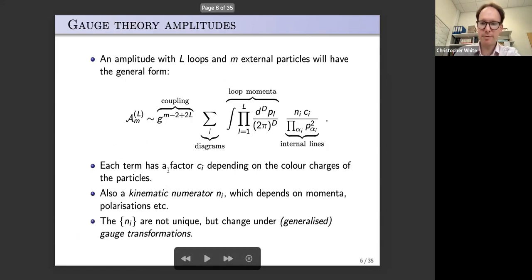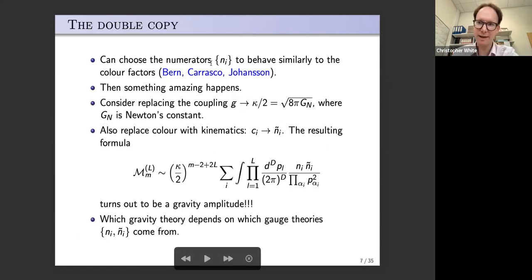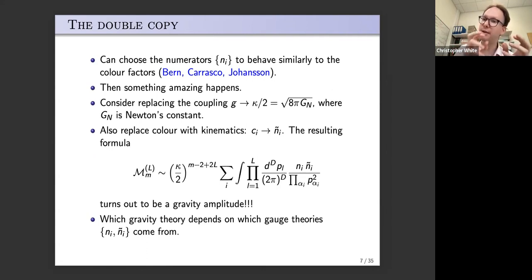What this property says, which is called BCJ duality, is that whenever you have that correspondence between sets of three diagrams, you can choose the kinematic numerators, which are functions of the momenta in the diagram, to obey exactly the same Jacobi identities. Now that itself is remarkable, because there's no a priori reason why that should happen. And what it implies is that there must be some kinematic algebra whose Jacobi identities give you those relationships between the numerators.